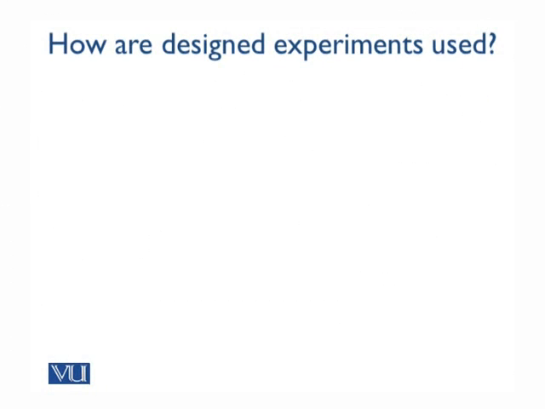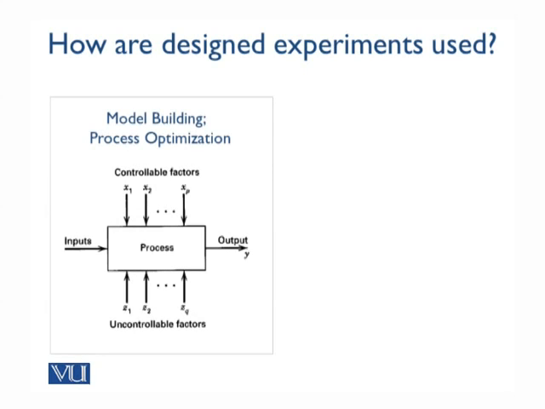So let us now talk about how design of experiments is used. What questions do we answer using design of experiments? So the first thing is we want to build a model for a process for optimizing that process. So this is how design of experiments is used, and then using a very careful manipulation of different factors, we decide on what is the best design. So this is one way.